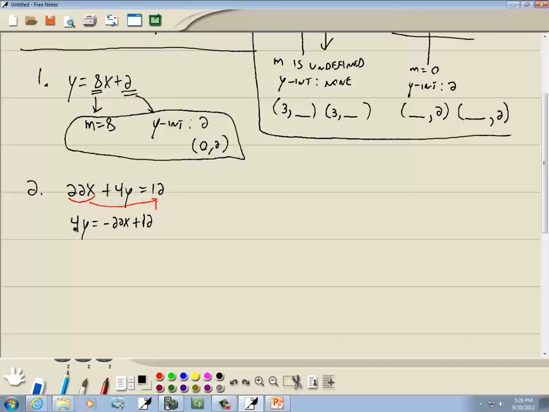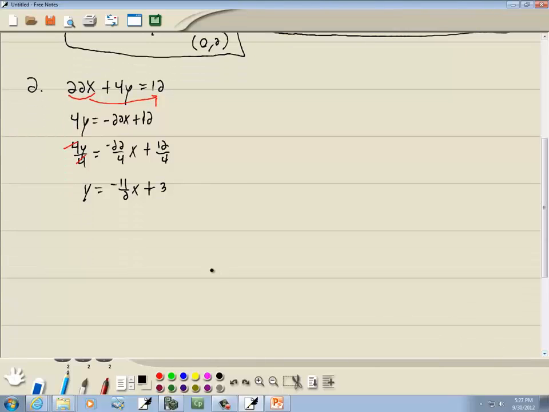And then I'll divide both sides by the number in front of the y. So I'll divide both sides by 4. When we do that, the 4 is going to cancel. And 22 over 4 reduces, top and bottom both divided by 2, so that gives us negative 11 halves x. And 12 divided by 4 is 3.